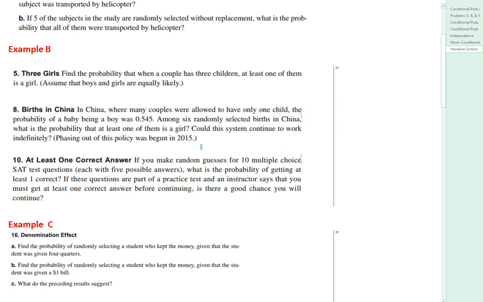In China, where many couples are allowed to have only one child, the probability of a baby being born a boy was 0.545. Amongst 6 randomly selected births in China, what's the probability that at least one of them is a girl? Let me pause for a second. Is there something in here that I warned you about that should catch your attention? At least one. All right, that's screaming out, you're probably going to want to use the complementation rule. So, okay, let's follow up with that.